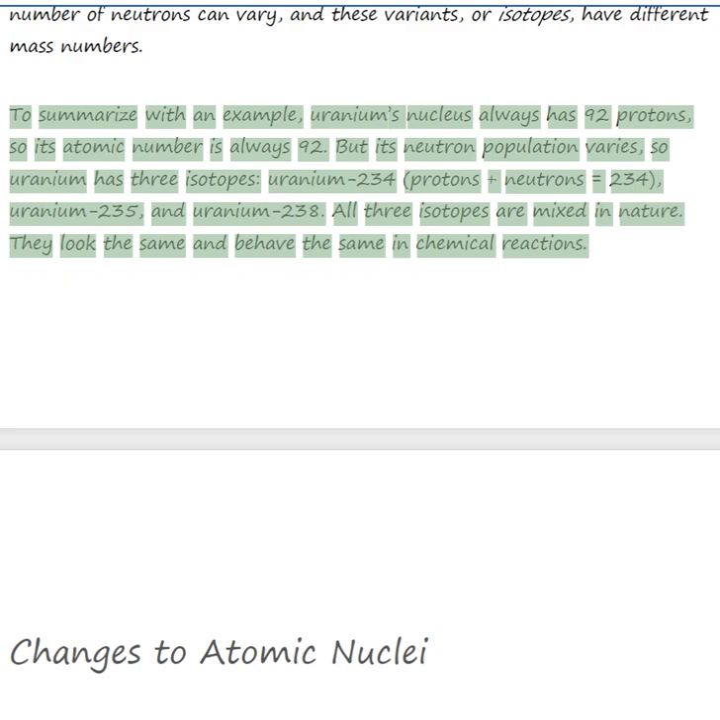To summarize with an example, uranium's nucleus always has 92 protons, so its atomic number is always 92. But its neutron population varies, so uranium has 3 isotopes: uranium-234, uranium-235, and uranium-238. All 3 isotopes are mixed in nature. They look the same and behave the same in chemical reactions.